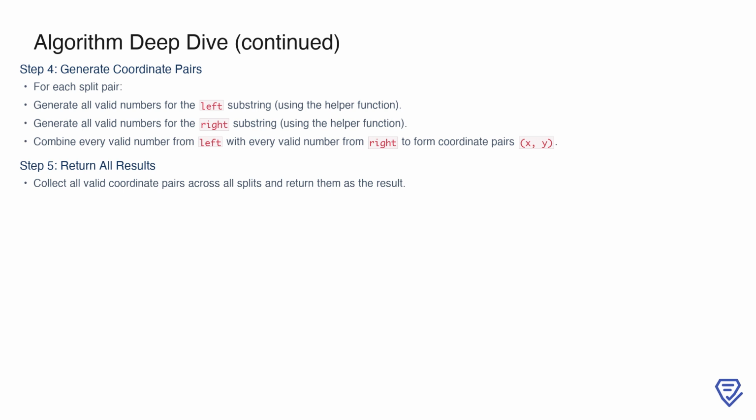This process is repeated for all possible splits of the string. Finally, we collect all valid coordinate pairs from every split and return them as the final result. This ensures that we fully explore all combinations while adhering to the constraints of valid formatting.